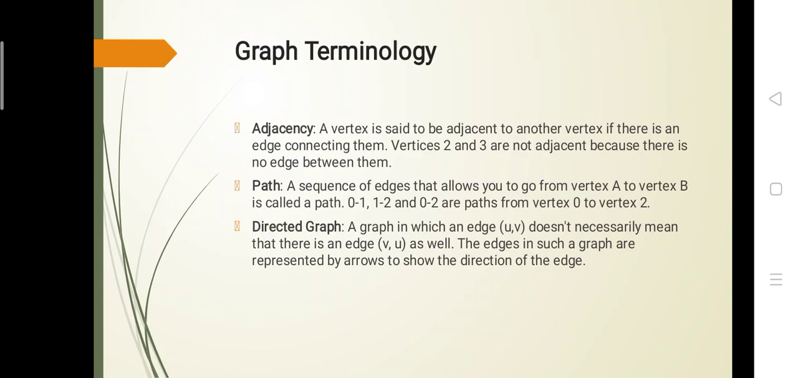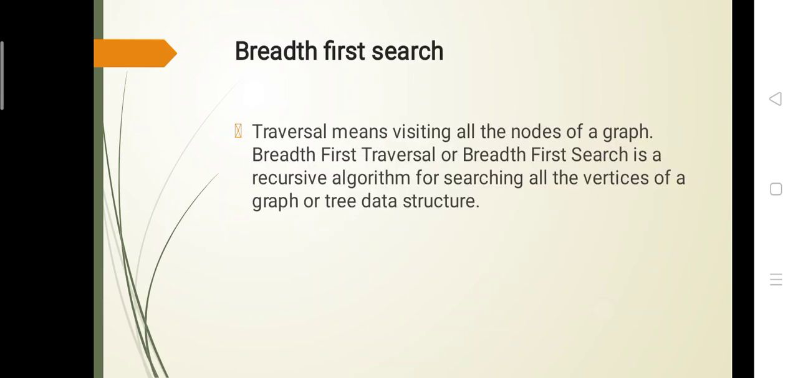Path: a sequence of edges that allows you to go from vertex A to vertex B is called a path. 0 to 1, 1 to 2, and 0 to 2 are paths from vertex 1 to vertex 2. Directed graph: a graph in which an edge UV doesn't necessarily mean that there is an edge VU as well. The edges in such a graph are represented by arrows to show the direction of the edge.